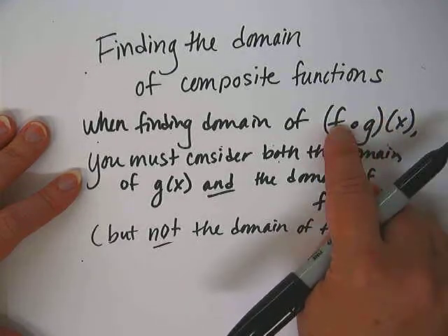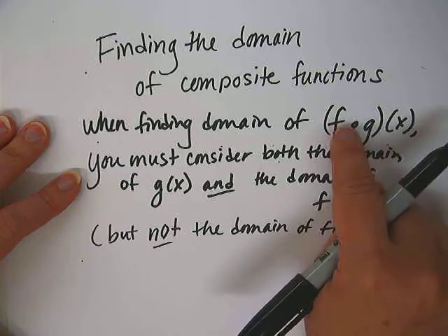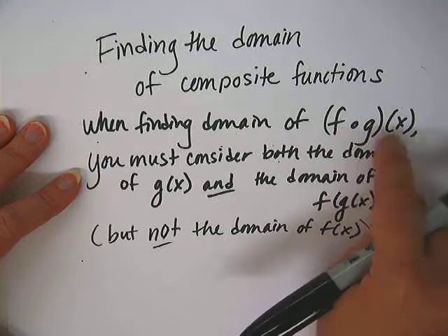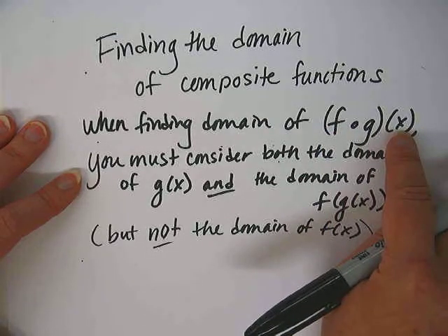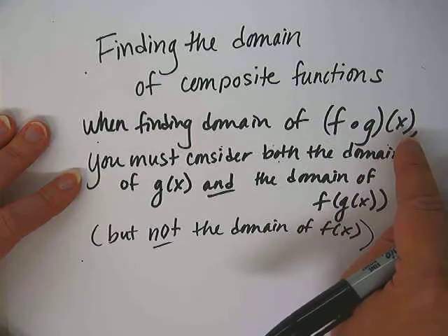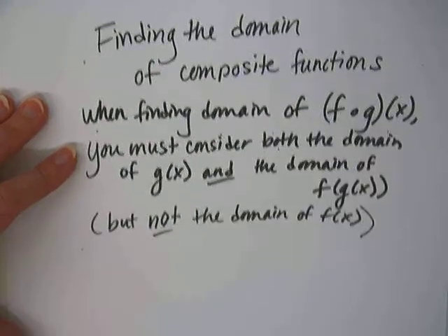But we're never, in this situation, actually going to do F of X by itself. So we don't care about what the domain of just plain old F is, because we will never actually have to deal with that. We're only considering the fact that we're limited by what we can plug into G, and then also limited by what can be plugged into the final answer. Let's look at a couple of examples.